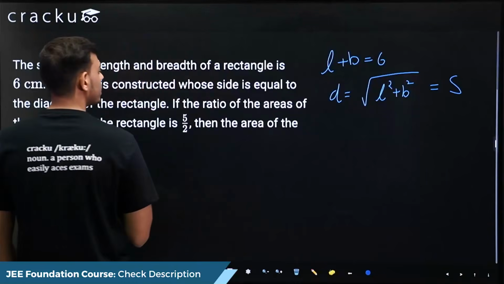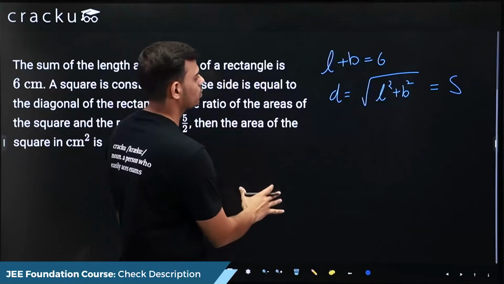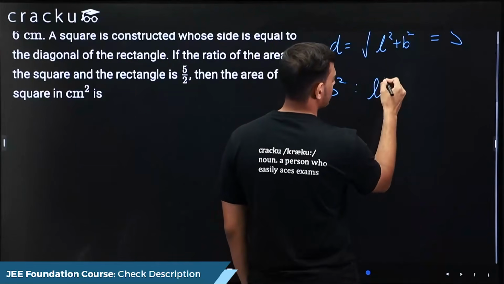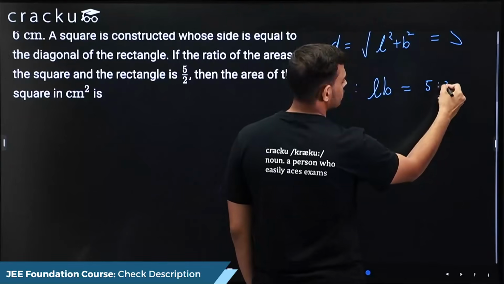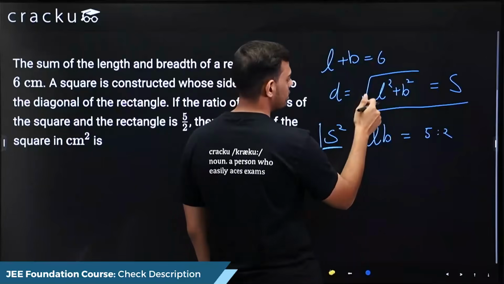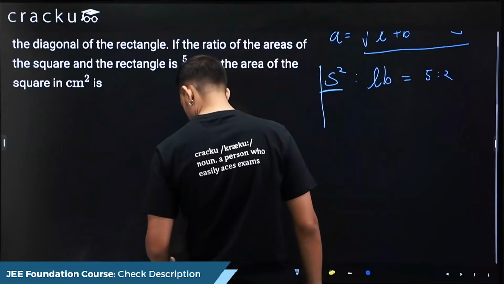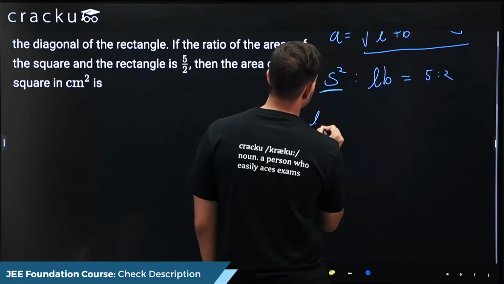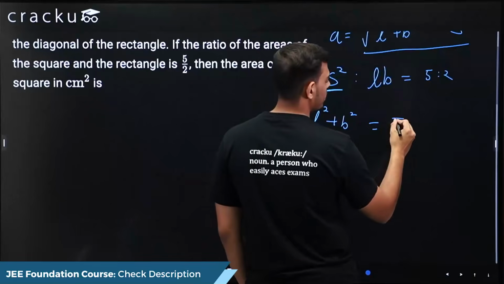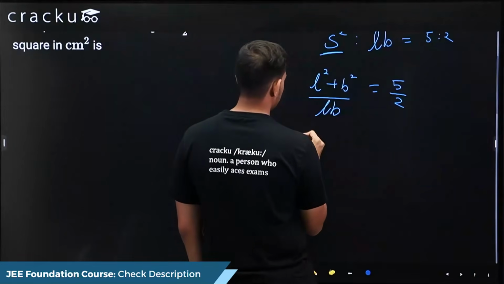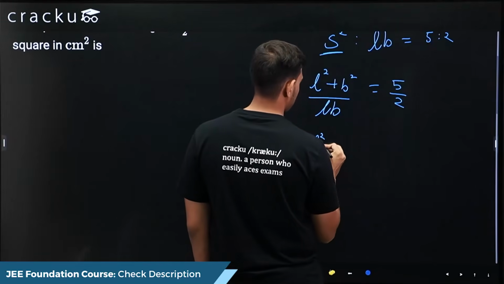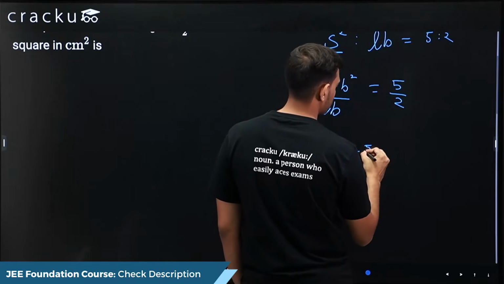Now, the ratio of the areas of the square and the rectangle. What's the area of square? Side square. Area of rectangle, length into breadth. The ratio is 5:2. What is side square? Side is root of L square plus B square. Side square will be square of this, which is nothing but L square plus B square divided by LB equals 5/2. L square plus B square equals 5LB by 2.